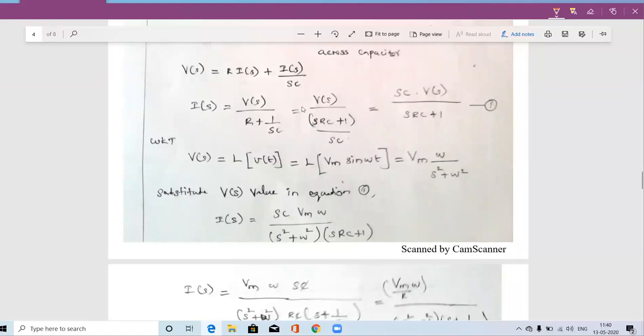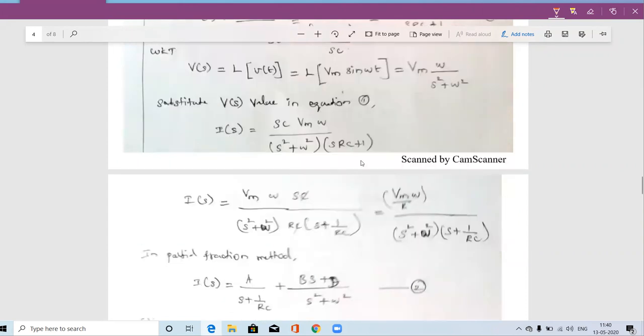Correct? V equal to V of s divided by this one. Now you substitute the value of V of s. What is V of s? Laplace transform of Vm sin omega t. So what is the Laplace transform of Vm sin omega t? Vm omega by s squared plus omega squared. We will get I of s equal to like this.